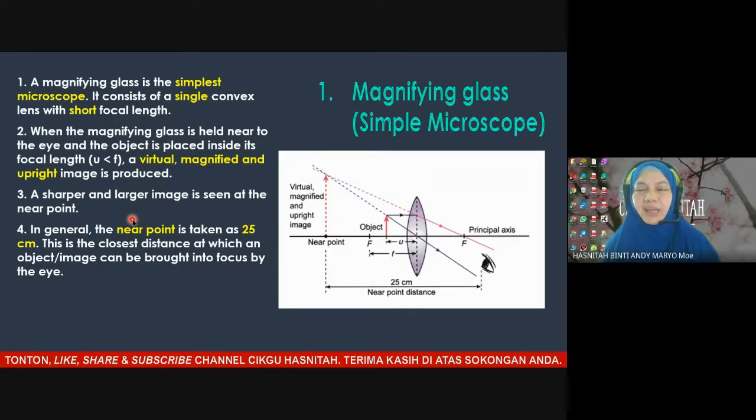So this is called a near point, a distance from our eyes to the image where we can see the brightest, the sharpest, and the clearest image. You can test it in your book. Take a long ruler and measure 25 cm. That will be the best distance for you to read. Ini adalah jarak yang paling sesuai kalau you nak membaca.